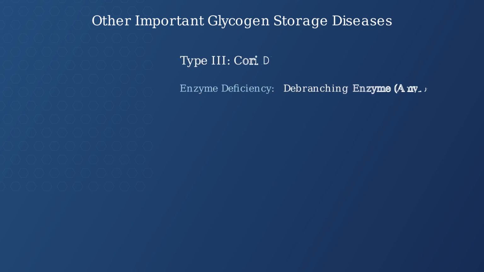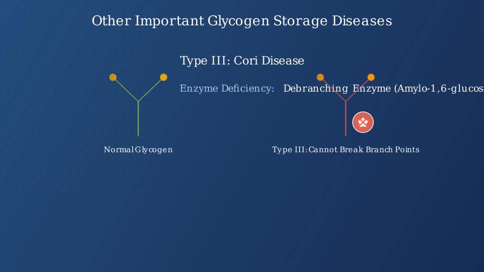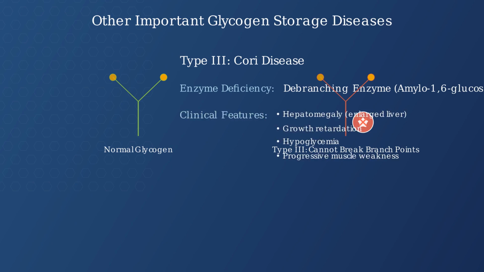Beyond the more common types previously discussed, several other important glycogen storage diseases significantly impact metabolism. Type 3, or Cori disease, is caused by a deficiency in the debranching enzyme amylo-1,6-glucosidase. Patients with Cori disease present with hepatomegaly, growth retardation, hypoglycemia, and progressive muscle weakness. Management focuses on a high-protein diet, frequent meals to prevent hypoglycemia, and regular monitoring for liver dysfunction.